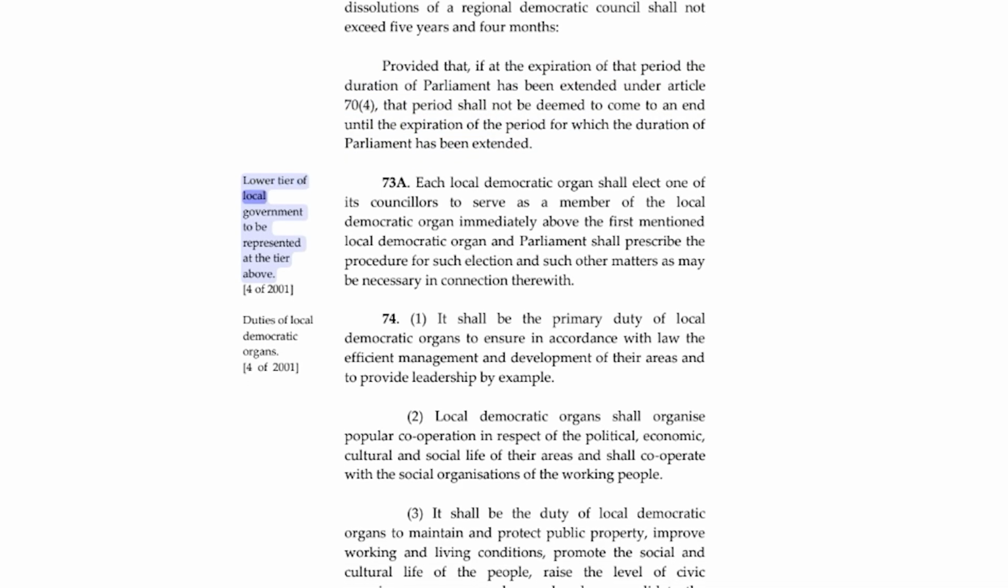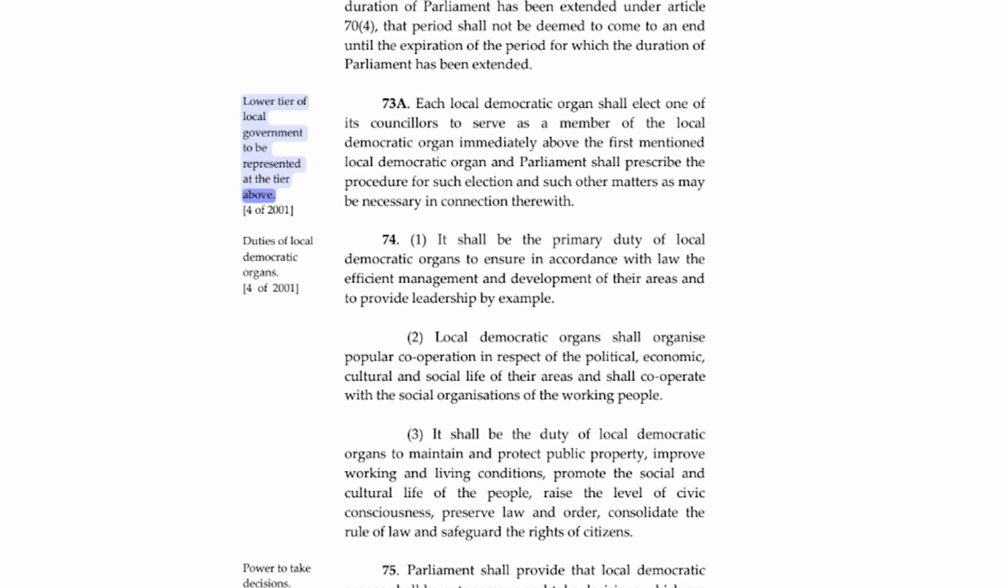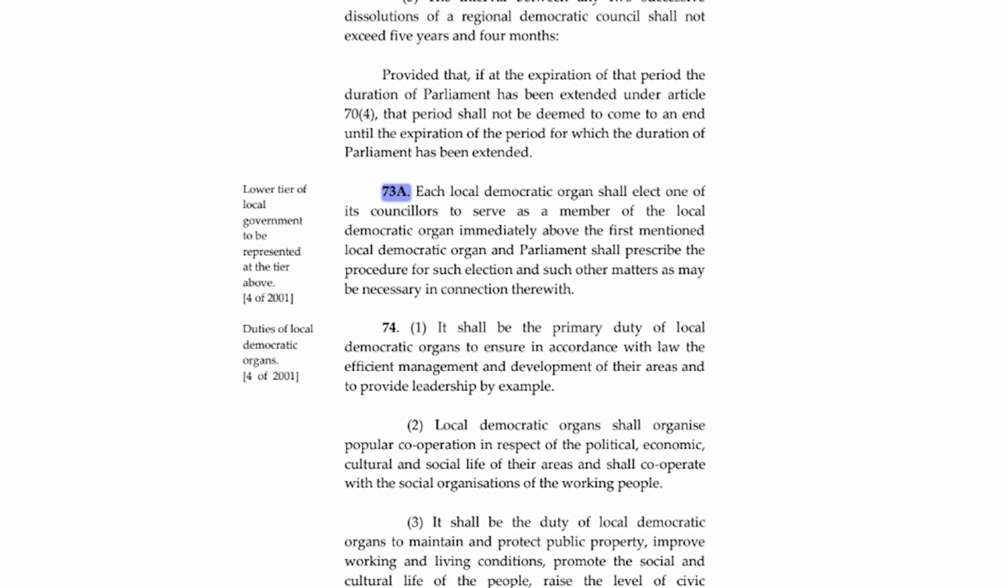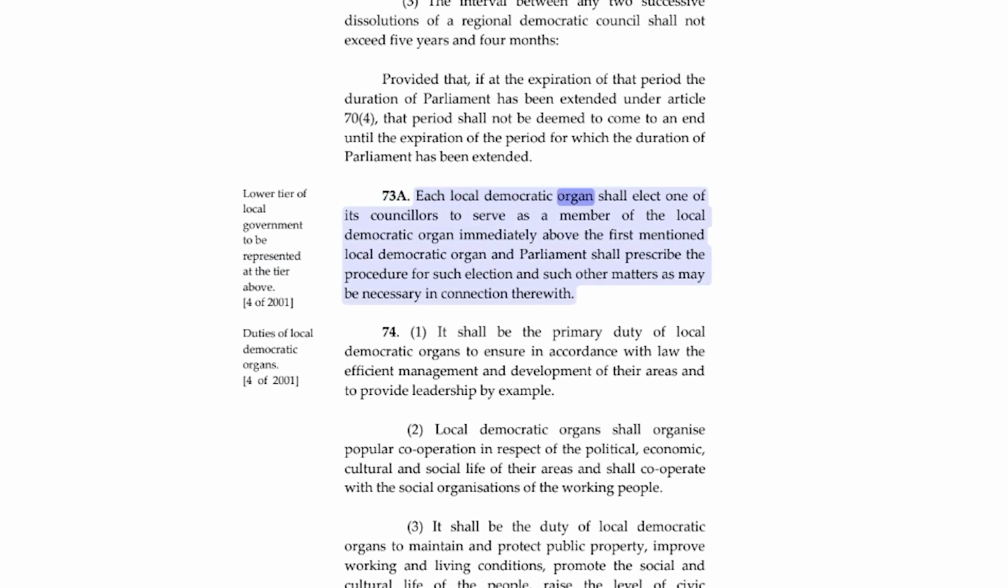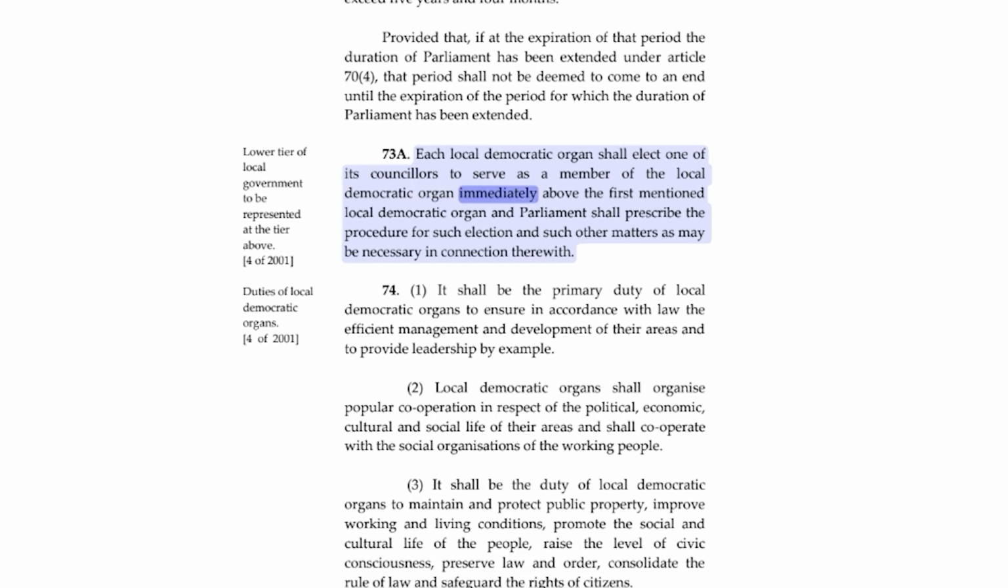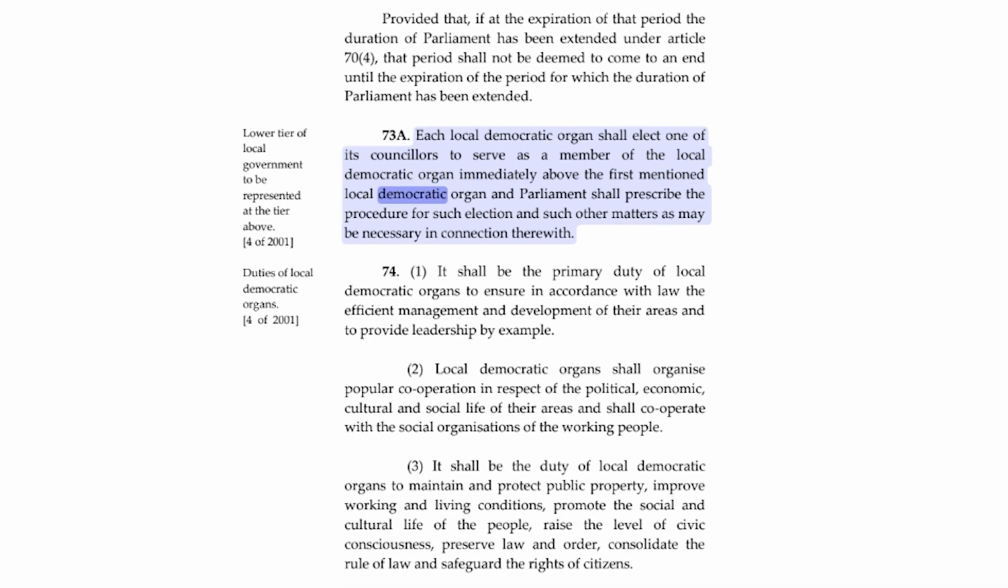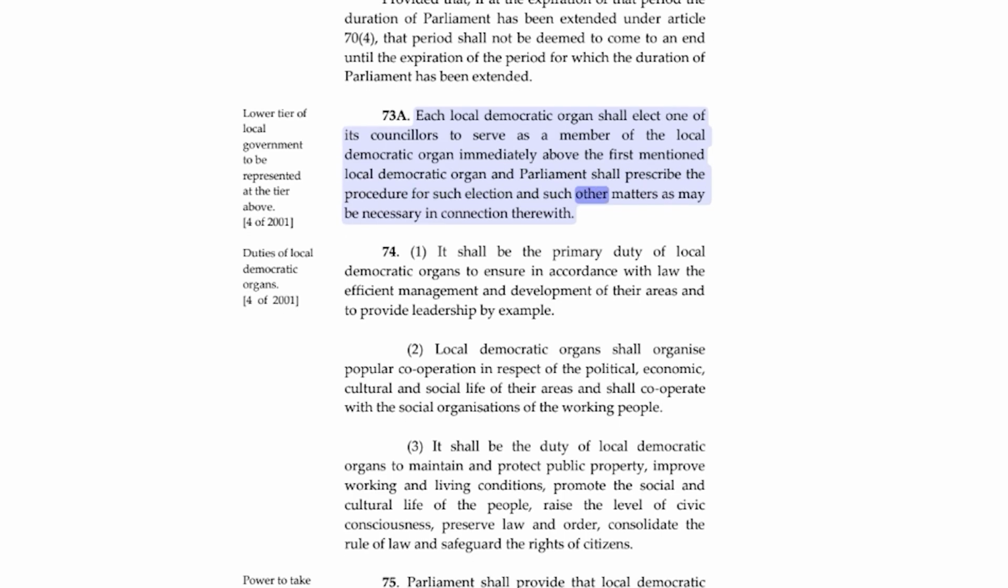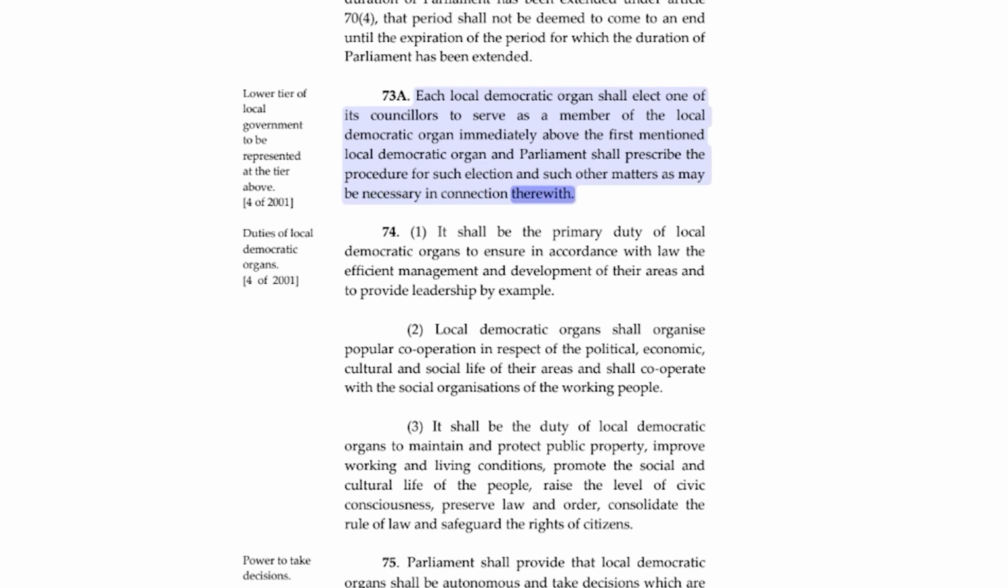Lower tier of local government to be represented at the tier above. 4 of 2001. 73A. Each local democratic organ shall elect one of its councillors to serve as a member of the local democratic organ immediately above the first mentioned local democratic organ, and Parliament shall prescribe the procedure for such election and such other matters as may be necessary in connection therewith.